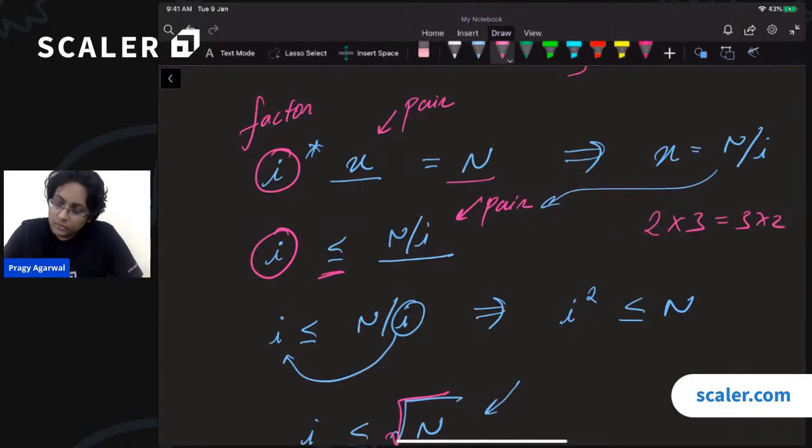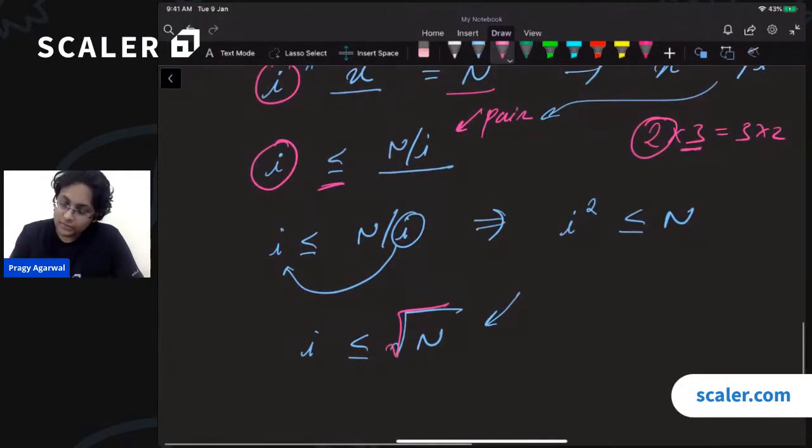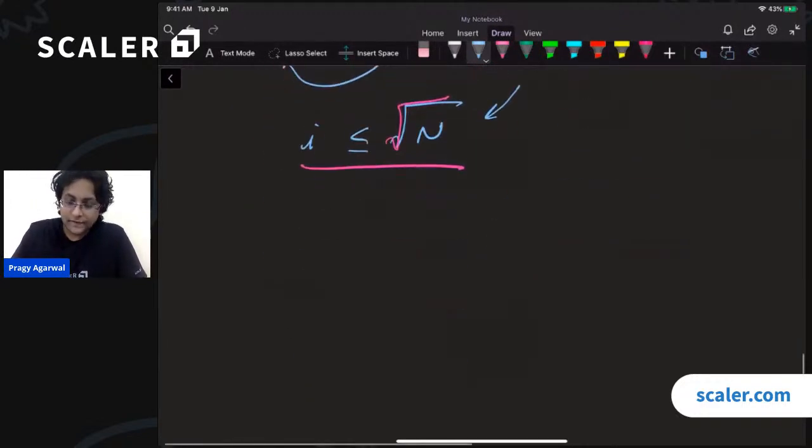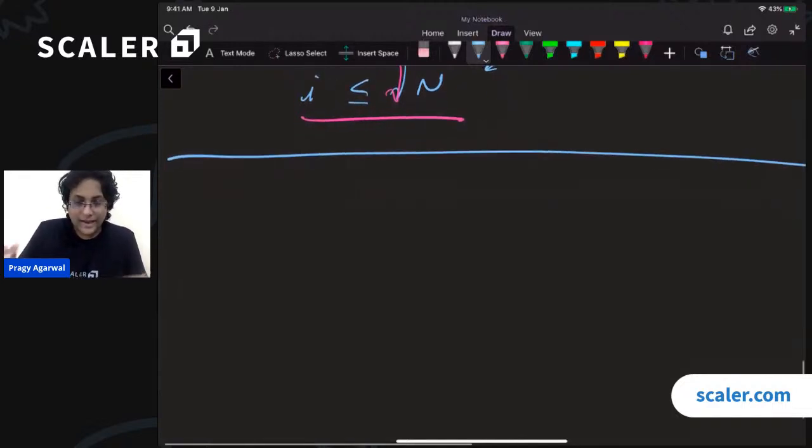So we only need to make sure that this number is smaller than this number. Otherwise, we will be repeating ourselves. So we put this in the equation. We say i is less than or equal to n by i, which means that i squared is less than or equal to n, which means that i is less than or equal to the square root of n. So what did we get from here? Now we can improve our program.